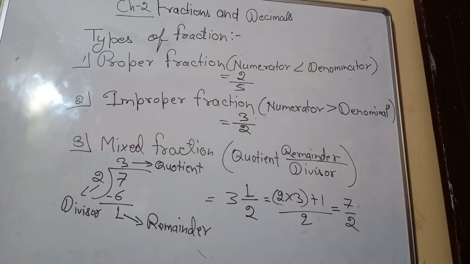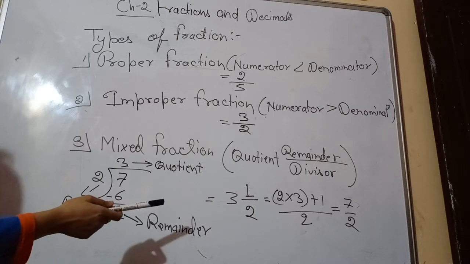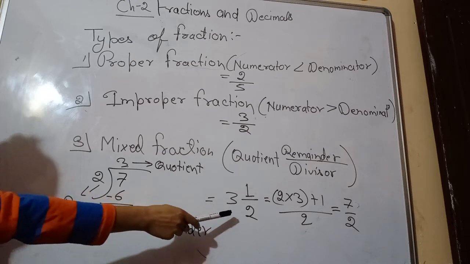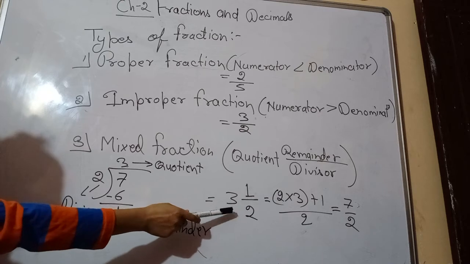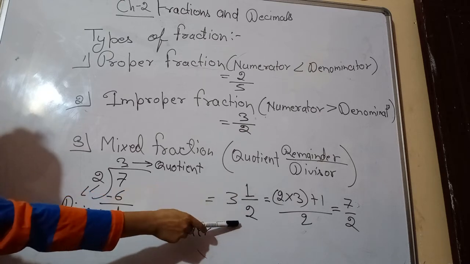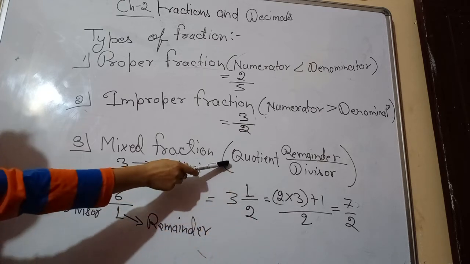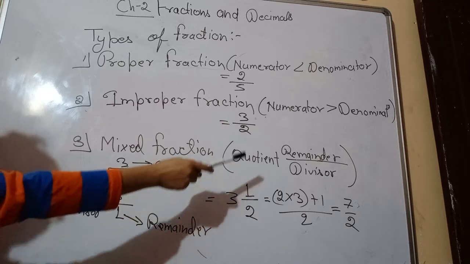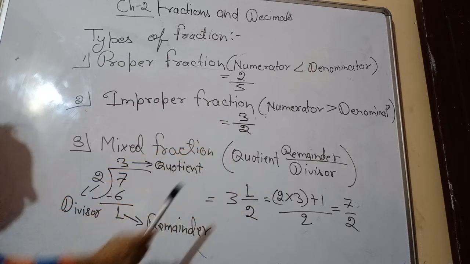So what is the method to write a mixed fraction? The method is, see here, remainder. Here you can see quotient, remainder and divisor. Means what you can write? Quotient here as a whole term. Then you will write remainder, and after that you will write divisor.